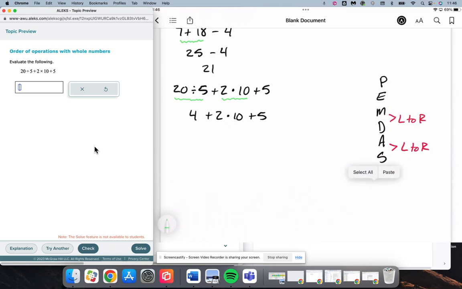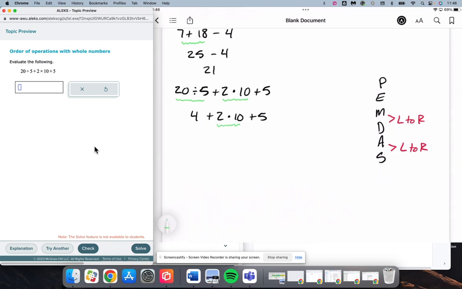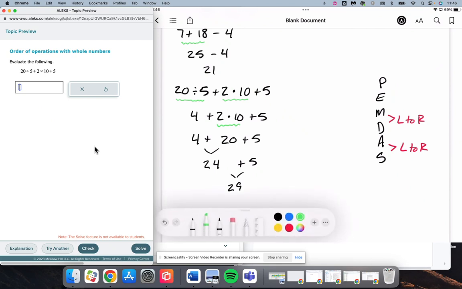Back to order of operations, we did division. Now we see multiplication. Everything else stays the same. So 4 plus 2 times 10 is 20 plus 5. Now I look for addition or subtraction. We have two pairs of addition. I will always do the one on the left first. 24 plus 5 makes 29.